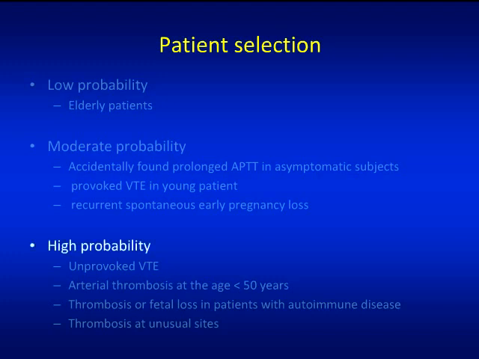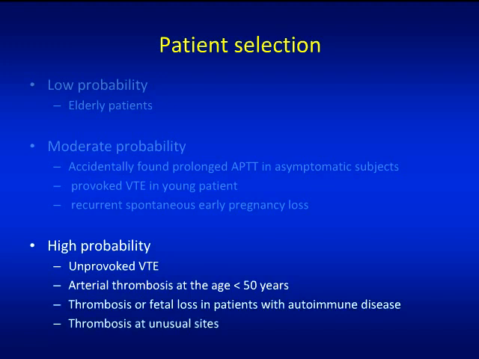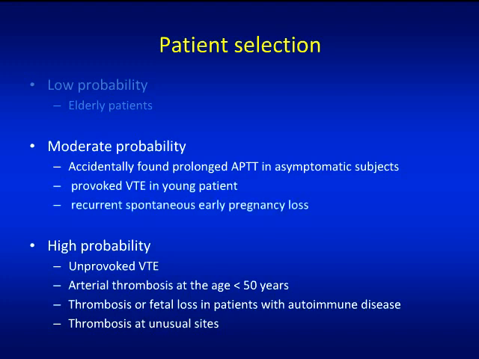But you have a high probability if you have a patient with an unprovoked deep venous thrombosis, a patient with arterial thrombosis at the age of lower than 50, thrombosis or fetal loss in patients with an already existing autoimmune disease, and thrombosis at unusual sites. There's a moderate probability if you have an accidentally found prolonged APTT in asymptomatic subjects, a provoked deep venous thrombosis in young patients, or recurrent spontaneous early pregnancy loss. And in elderly patients, the probability is extremely low. So it's clearly a disease for younger people.